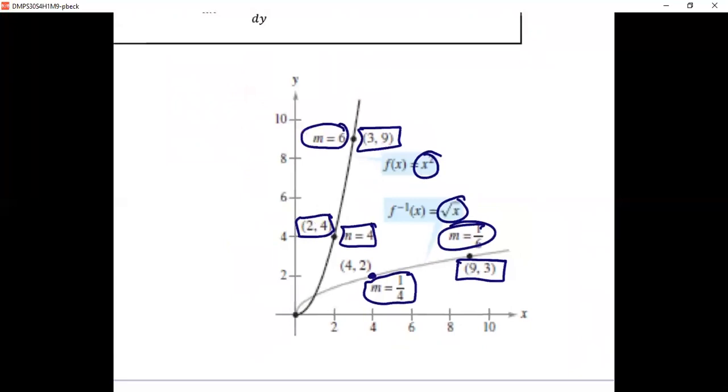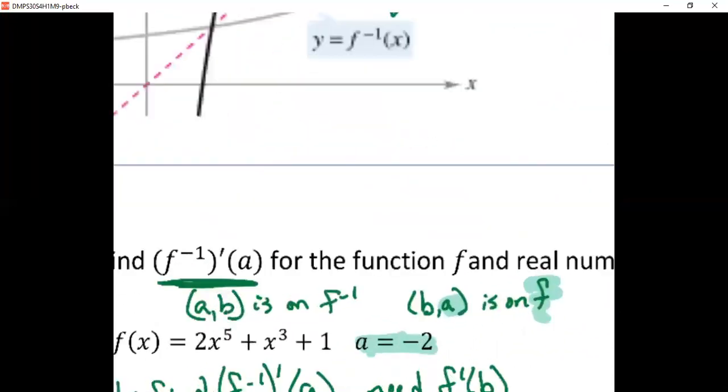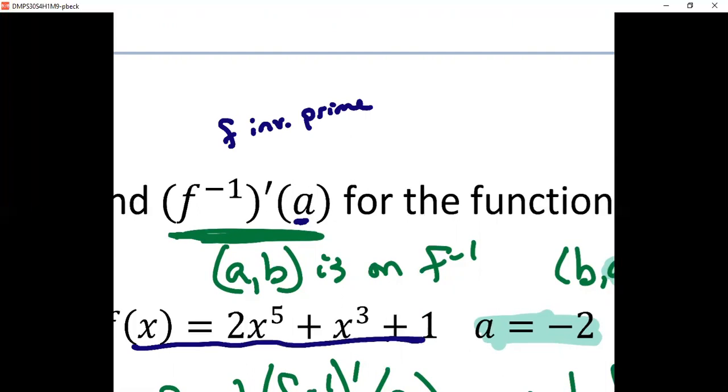So why do we care? Because sometimes we have a function that looks like this, and it does have an inverse. We could prove it if we really want to. I don't really want to right now. But the question is, how do we find f inverse prime? F inverse prime, meaning the slope of the inverse function at x equals a. How do we find that? Well, let's find the inverse of this function, and we can try to switch the x and the y and solve for y, until we realize I do not know how to solve a fifth degree polynomial function. So I'm kind of stuck.